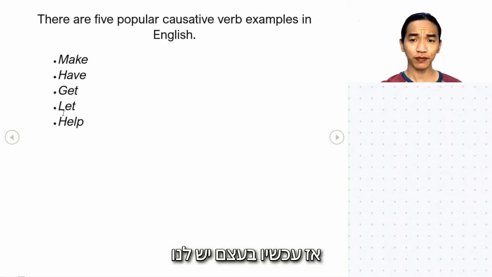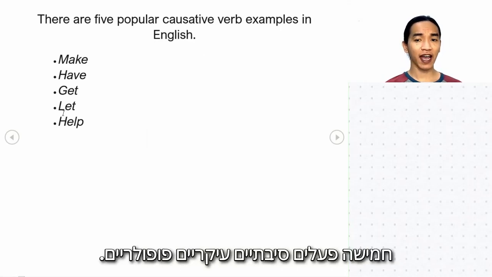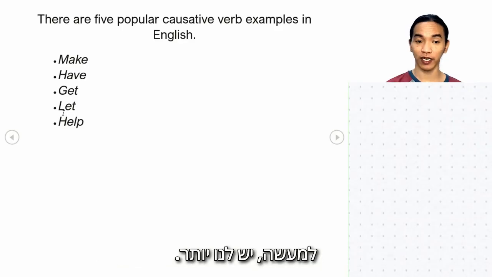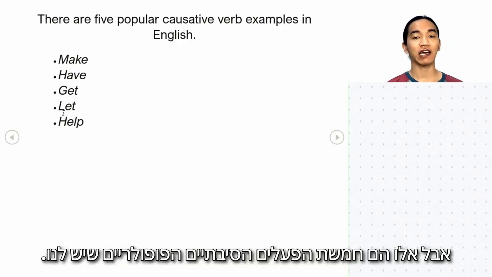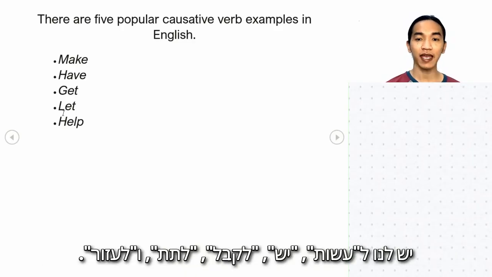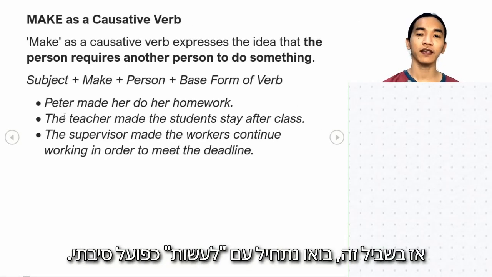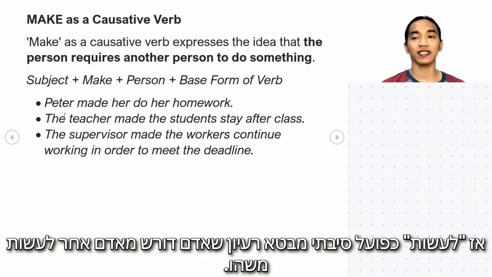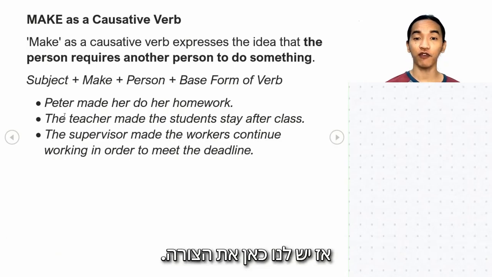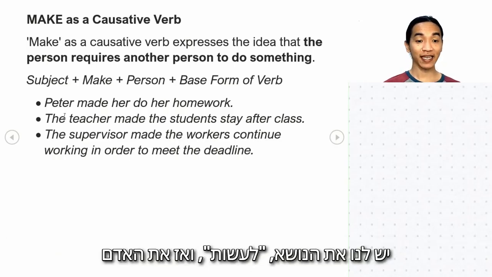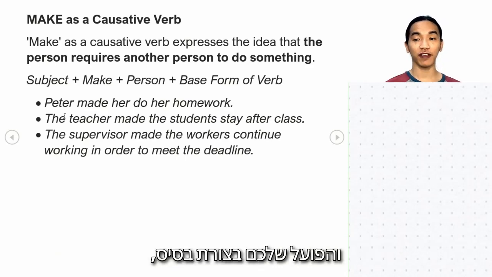So now, we actually have five main causative verbs, popular. In fact, we have more, but these are the five popular causative verbs that we have. We have make, have, get, let, and help. So for this one, let's start with make as a causative verb. Make as a causative verb expresses the idea that a person requires another person to do something. So we have here the form. We have the subject, make, then the person, and your verb in base form.